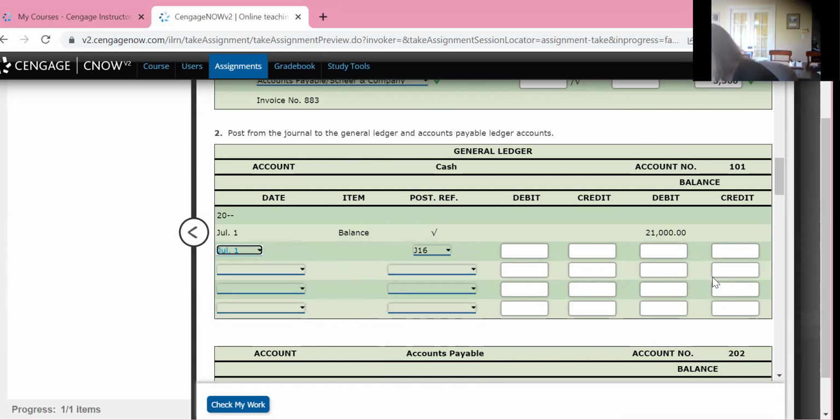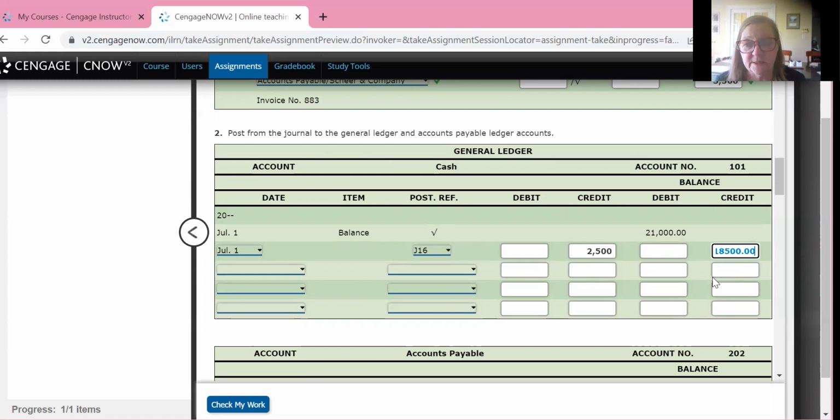And it was a $2,500 payment. It was a credit. I'm sorry, not a payment. I need to think of it as how was it posted. So cash has a credit. It had a debit balance of 21,000, and I just posted a credit to it. So I reduced its balance down to 18,500.